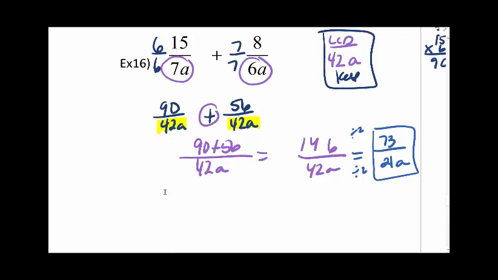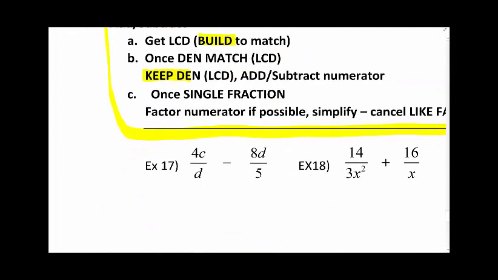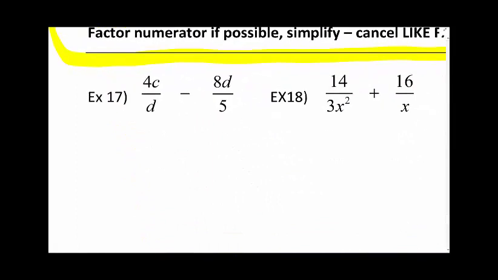So now we're going to go to number 17. Same idea. Build the LCD. Again, pause it, try to see if you can work through it. My LCD for this problem should be 5D, and we want to keep it. So I'm going to multiply this first rational expression by 5. That's going to give me 20C over 5D. And y'all remember, I said simplify each rational expression before you go further. A lot of y'all try to skip a step and do all of this next step at once. Notice how I'm doing the first fraction first.